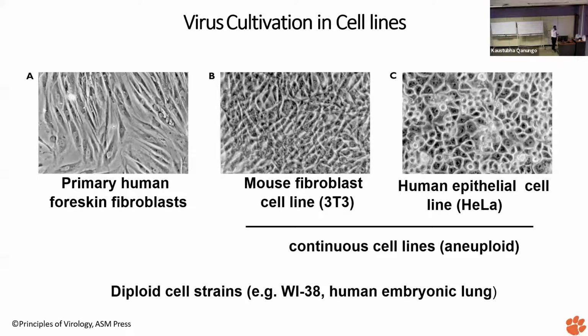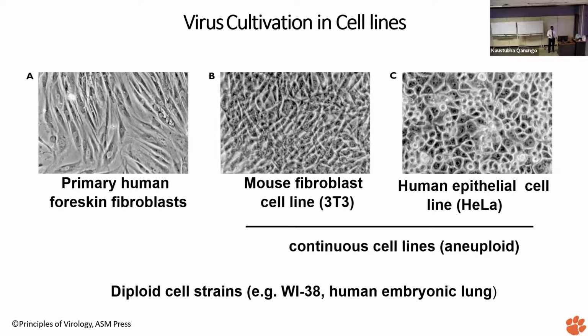Now you can see that this WI-38 human embryonic lung cell is a diploid cell strain, which can be passaged up to 100 times. It's a primary cell line, but it can be passaged up to 100 times, and it's used for many of the vaccine productions as well. On the other hand, this mouse fibroblast cell line 3T3 and the human epithelial cells, the most famous one being HeLa, are continuous cell lines, meaning they are immortal. They are usually derived from a cancerous tissue or a tumor, and they have an infinite lifespan.